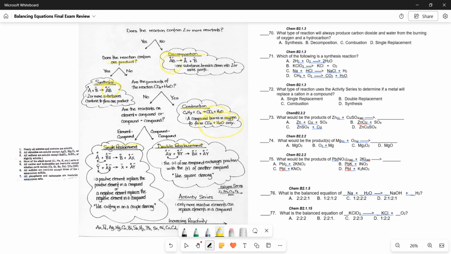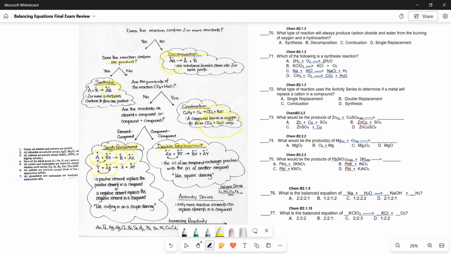And then we have single replacement and double replacement. Single replacement is going to be a single element plus a compound. And you can see in this example, the cation switch places to form a single element and another compound. We can also have that happen with halogens. So Y minus and X minus represent halogens. They're going to switch places. And so we have an element plus a compound going to an element plus a compound.